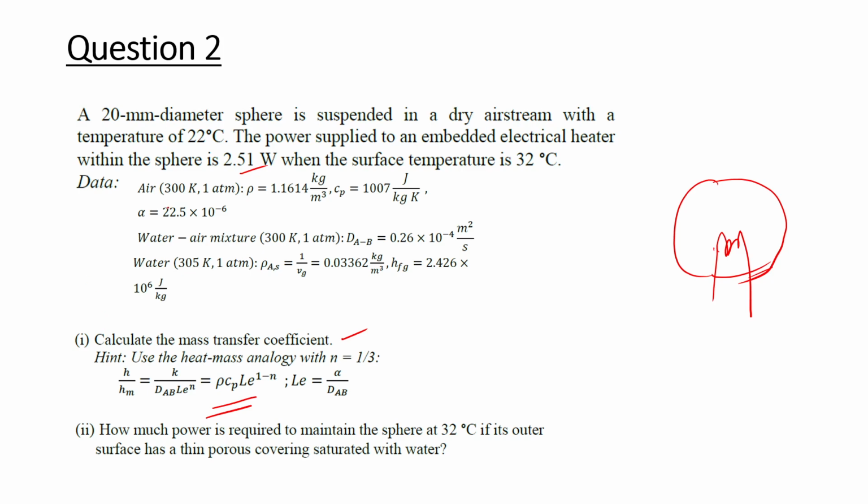In the first case, we haven't been given that this sphere has any water. Since the sphere doesn't have any water, there won't be any mass transfer, so you can just neglect all the mass transfer terms in the heat equations. Whereas in the second case, we have been given that the surface has a thin porous covering saturated with water, so you need to consider the mass transfer also. Just keeping all these things in mind, try solving this question. We can discuss it after 10 minutes.